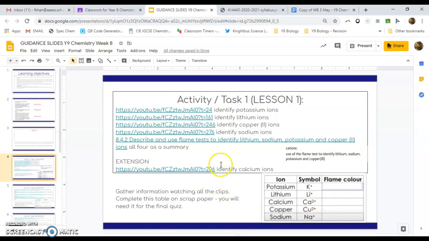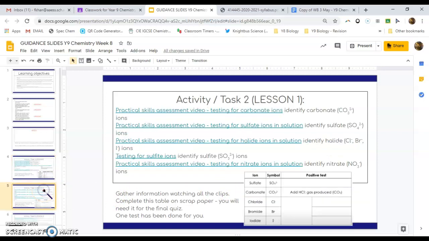The extension is this one over here where I've asked you to identify calcium ions. That's in the original clip. But calcium ions is not part of the Cambridge IGCSE. You won't need to come up with that. It's just there for an extension, and it's a nice pretty colour as well.